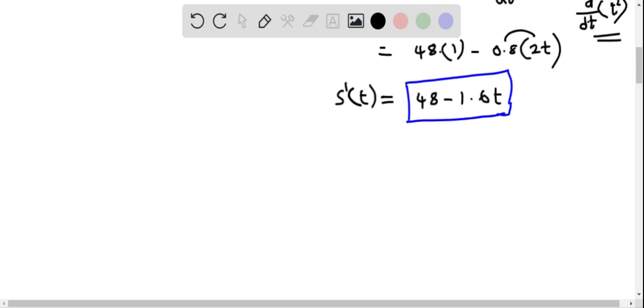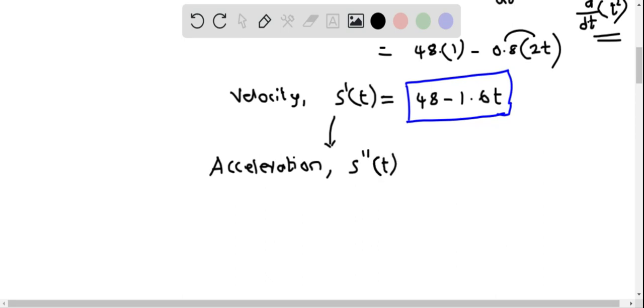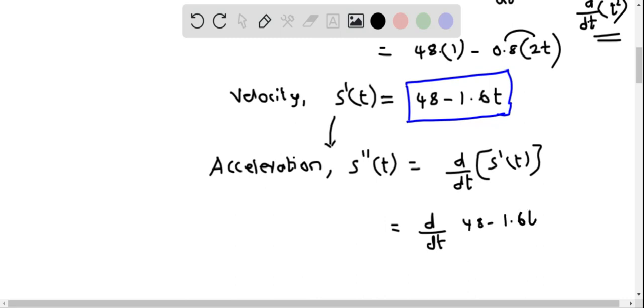Now let's find the acceleration function. The acceleration of the rock is defined as the second derivative of the height function, or it is the first derivative of the velocity function. This represents velocity. I write down here. So basically acceleration is represented as s double prime of t. This equals the derivative of the velocity function, which is s prime of t. So let's calculate this. That is d by dt of s prime of t. Let me replace that expression, which is 48 minus 1.6t.